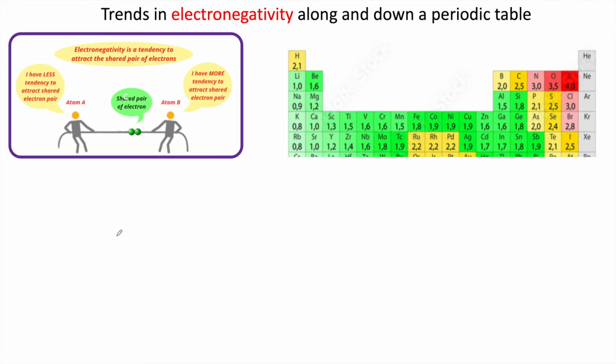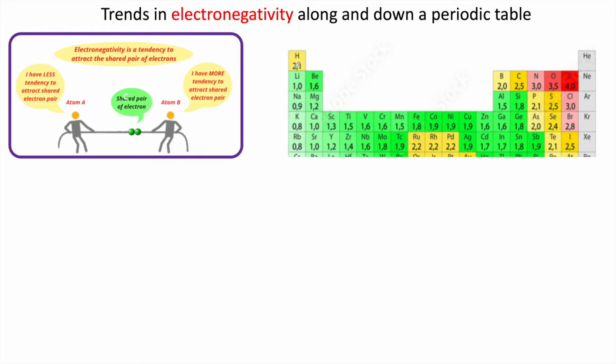Well, electronegativity is the ability of an atom, or the tendency of an atom, to attract a shared pair of electrons. So you can see that atom B has a higher electronegativity, so it's able to attract that bonding pair of electrons more than atom A, and therefore they move closer to atom B's nucleus compared to atom A's nucleus.